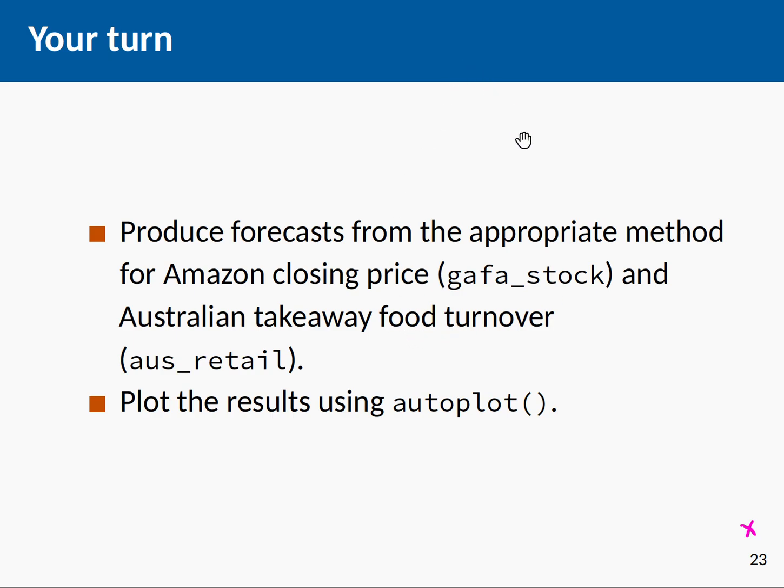So this is a good time to actually do something similar, but with the Amazon closing price, and maybe another type of time series. Produce the forecast from an appropriate method for the Amazon closing price and the Australian takeaway food turnover. And yeah, we'll talk more in the next video.